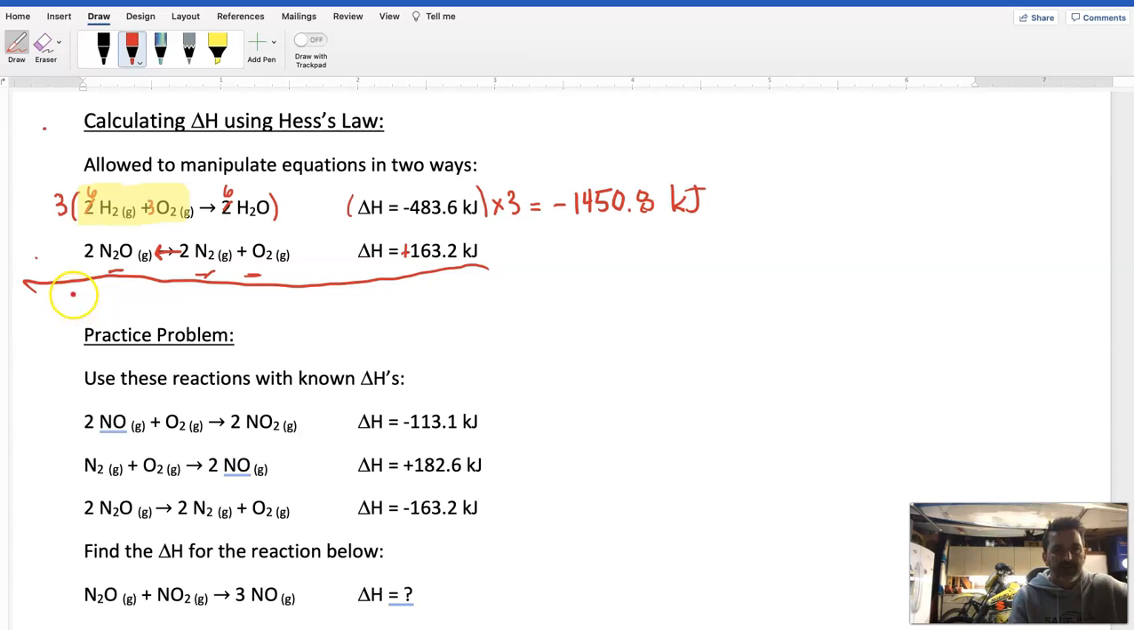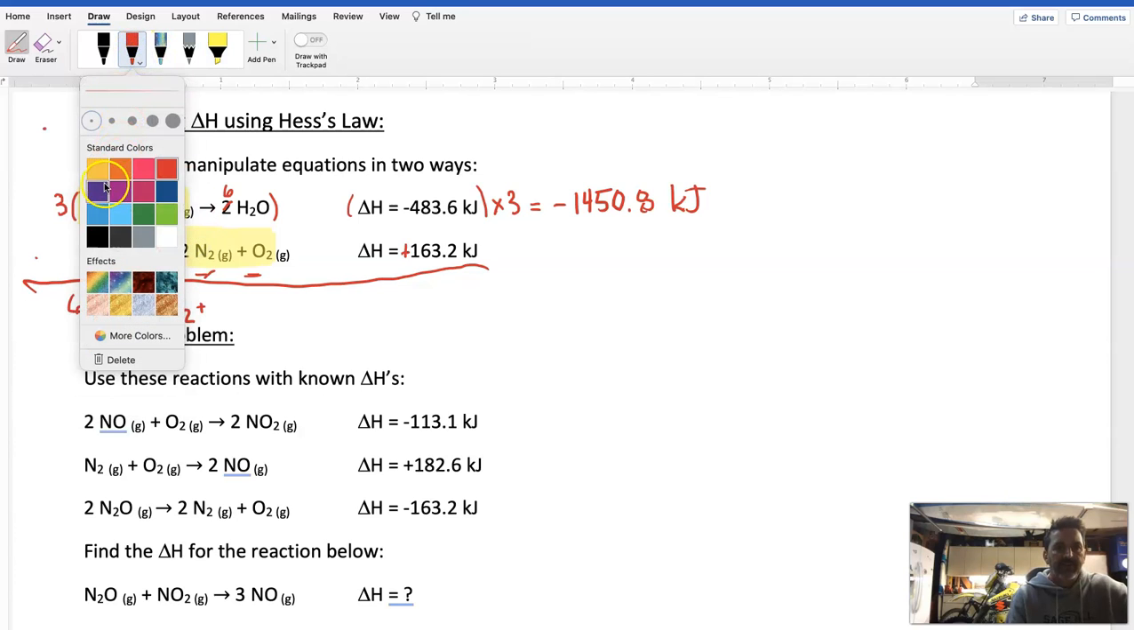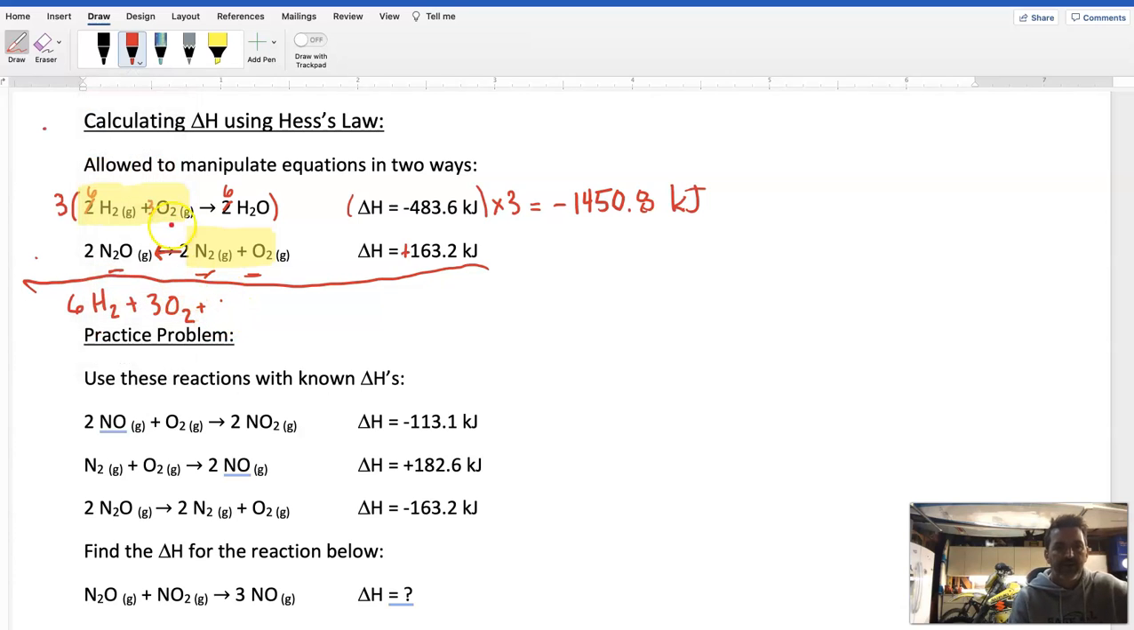So that means I'm going to start with 6 H2s, because I multiplied by 3, plus 3 O2s. So there are my reactants from the first equation. Now, remember we flipped the arrow of the second equation, so these are now the reactants of the second equation. So now I'm going to add those to this super equation here. I'm going to add these two together, so that's 2N2 plus O2. So I've combined both of the reactants together into one equation.